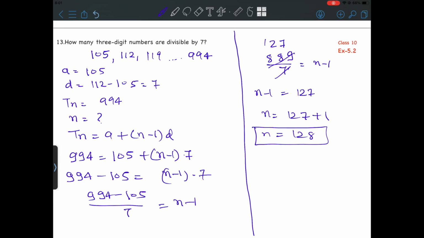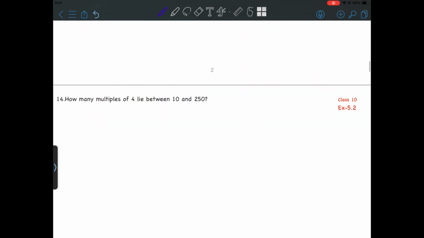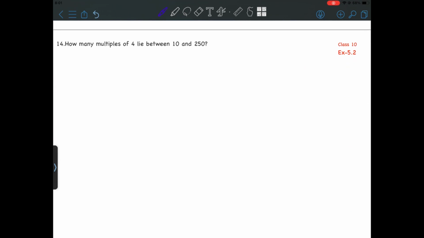I hope it is clear. So let's move on to the 14th question. The question says, how many multiples of 4 lie between 10 and 250? Here also we have to find out the series first. The first number after 10 which is also a multiple of 4 is 12. You can find this very easily. The common difference will be 4 because they are multiples of 4. So our numbers will be 12, then 16, then 20, and the last number before 250 which is a multiple of 4 will be 248.